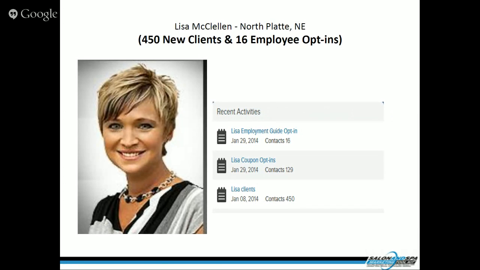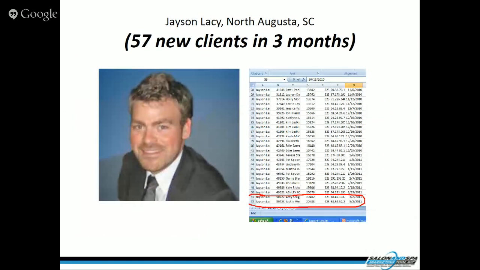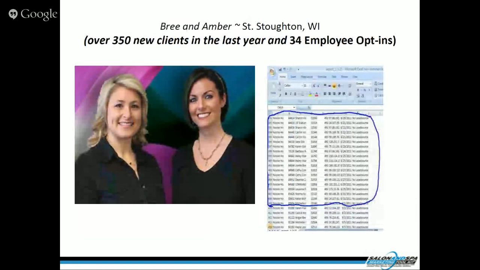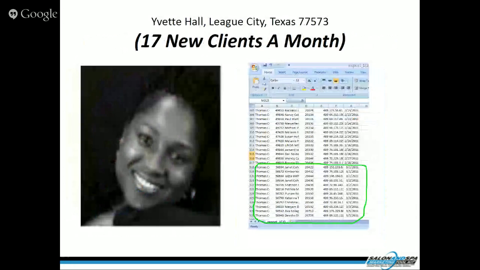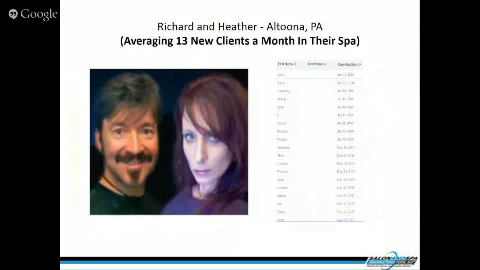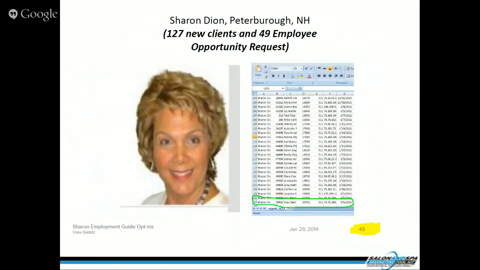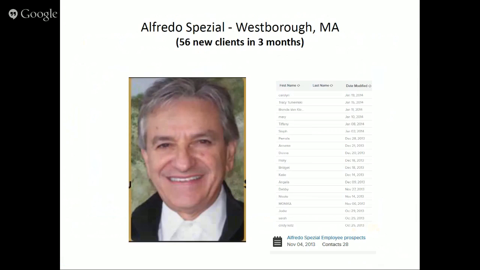Lisa McCollum, 450 new clients and 16 employee opt-ins. Jason Lacey, 57 new clients in 3 months. Brian Amber, over 350 new clients in the last year and 34 employee opt-ins. Sherry, 43 new clients in the last 6 weeks. Yvette Hall, 17 new clients a month. Richard and Heather, averaging 13 new clients a month in their spa. Sharon Dion, 127 new clients and 49 employee opportunity requests.